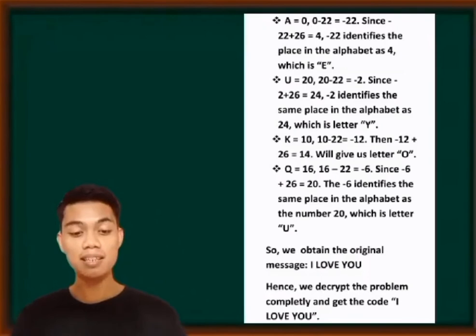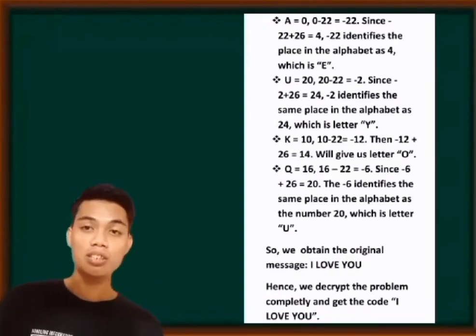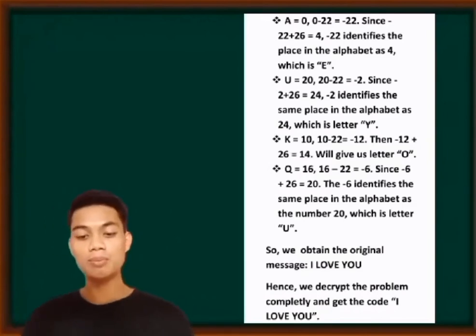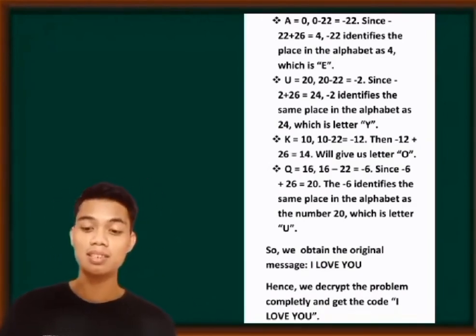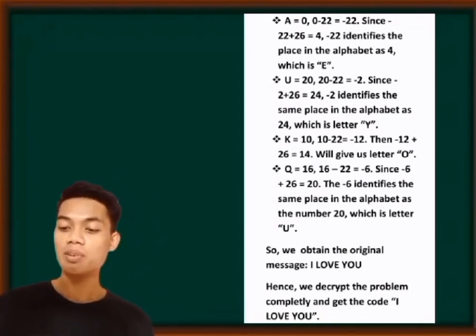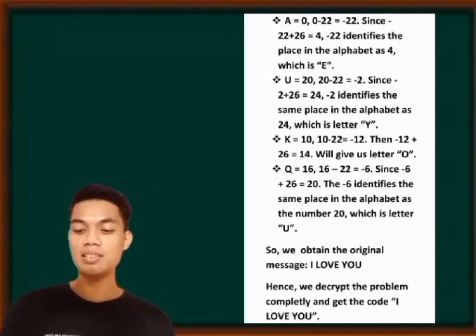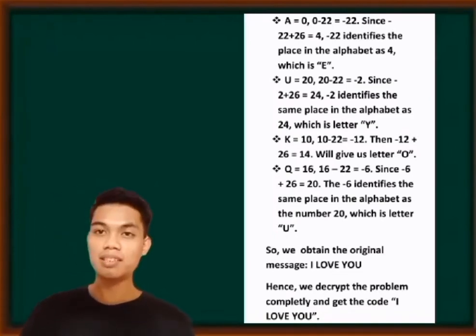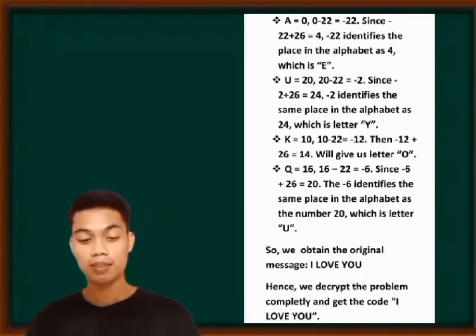Next is A, which is equivalent to 0 based on the table. And 0 minus 22 is equivalent to negative 22. Since negative 22 plus 26 is equivalent to 4, the number negative 22 identifies the same place in the alphabet as the number 4, which is letter E, based on the table.